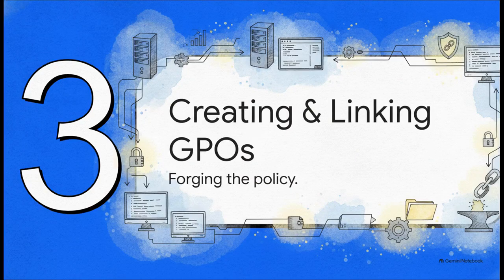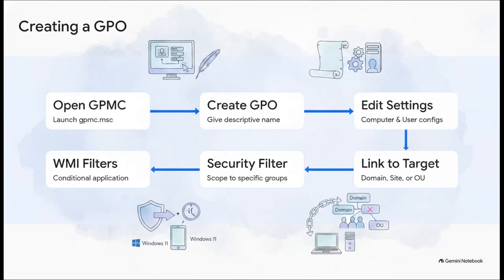All right, Section 3, Creating and Linking GPOs. Let's look at forging the policy step by step. It's a pretty straightforward 6-step workflow. Step 1, open up the Group Policy Management Console, or GPMC. Step 2, create the GPO.